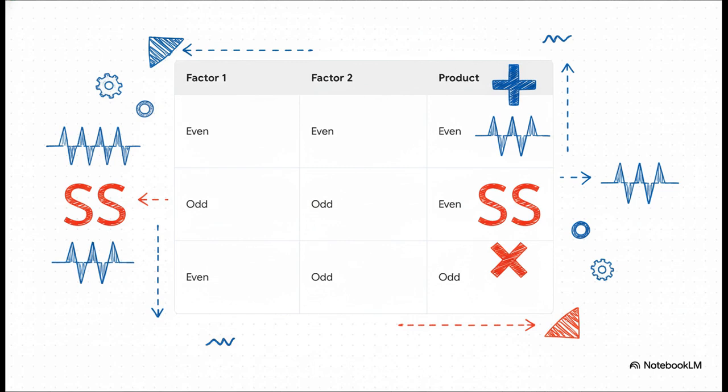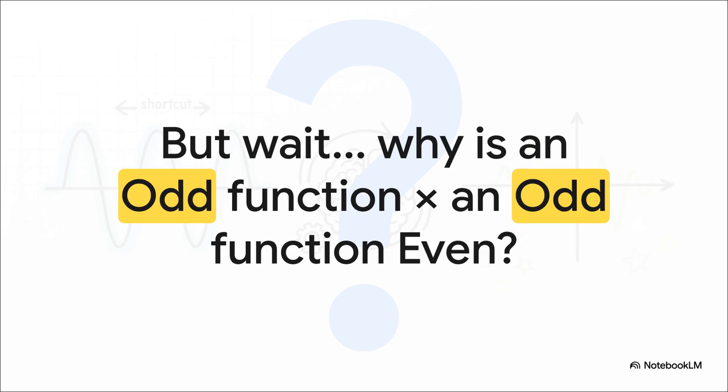It feels logical. But it's that middle rule that always seems to trip people up. An odd function times another odd function gives you an even one? Yeah, I know, that can feel really counterintuitive. So, you know what? Let's just walk through a quick proof and see exactly why this is true.